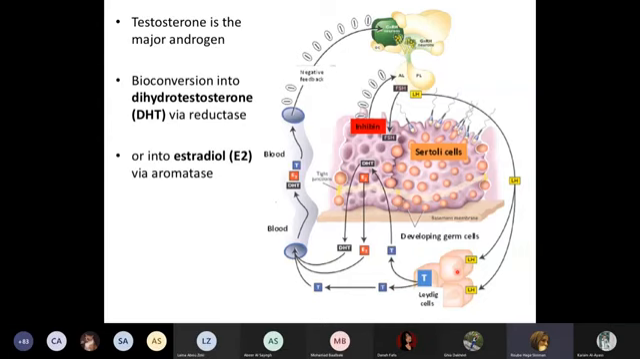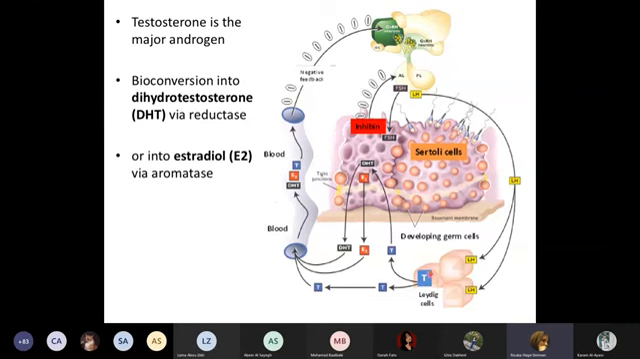Now, these Leydig cells can be either present as isolated cells or clustered around the blood and lymphatic capillaries, of course, in the interstitial media. And they synthesize the testicular androgens, and particularly testosterone. Also, they can synthesize testosterone from cholesterol, if we get the cholesterol from the diet, or de novo when we synthesize it from acetate. Now, testosterone is the major androgen that is produced by Leydig cells.